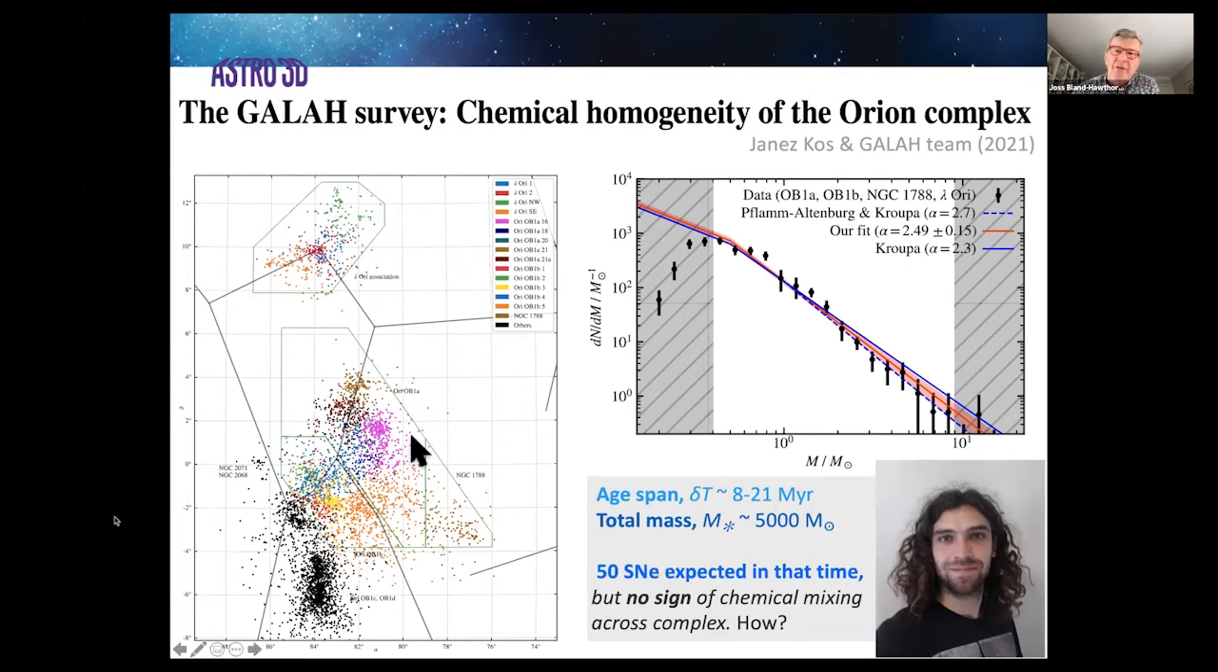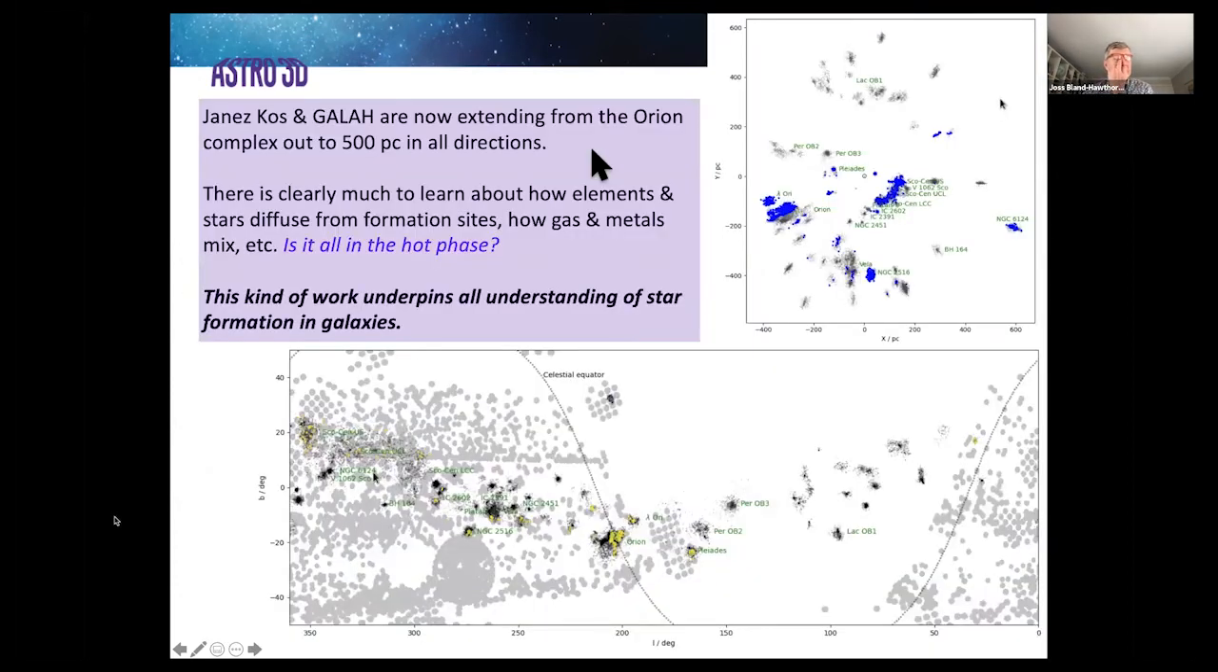So this is another of the rather exciting papers to have emerged from this survey. This work is continuing. The GALAH team are now looking to extend this into the local galaxy. This is plus or minus 500 parsecs into the Milky Way. We're in here somewhere, and this is Pleiades, this is Orion.